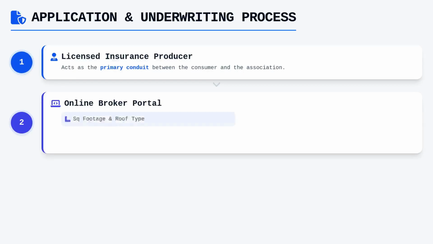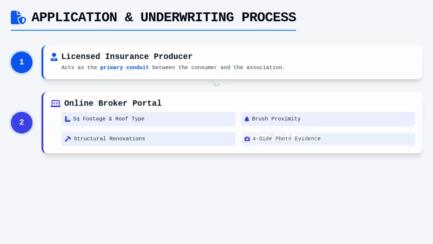The producer must provide exhaustive property details, including accurate square footage, roof construction type, proximity to brush, and recent structural renovations, alongside mandatory photographic evidence of all 4 sides of the structure. Brokers have access to specialized tools, including the FAIR Plan's online broker finder and specific underwriting risk mapping systems, to evaluate properties and locate potential coverage alternatives.